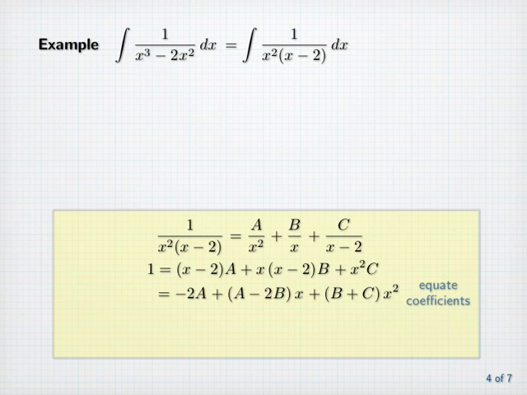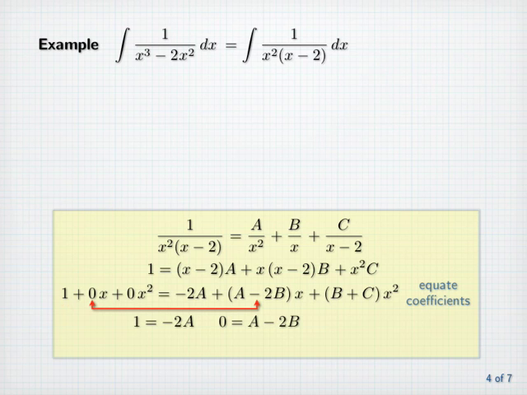The left side of the equation is just 1. Let's think of that as 1 plus 0 times x plus 0 times x squared. Now, in order for this equation to be true for all x, the coefficients have to be the same on both sides. The constant terms have to be the same. That tells us that 1 equals minus 2a. The coefficients of x have to be the same, so 0 has to equal a plus 2b, and the coefficients of x squared have to be the same, so 0 equals b plus c.